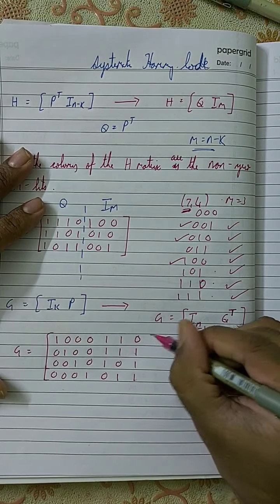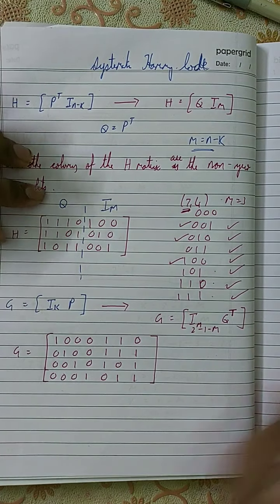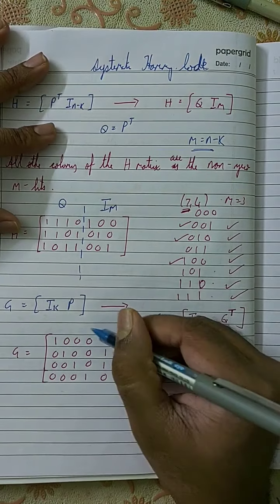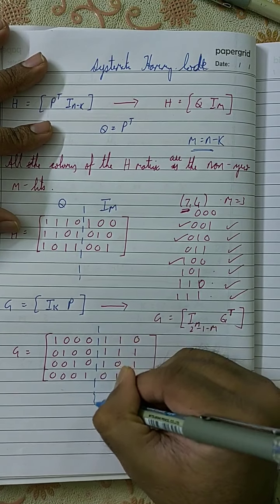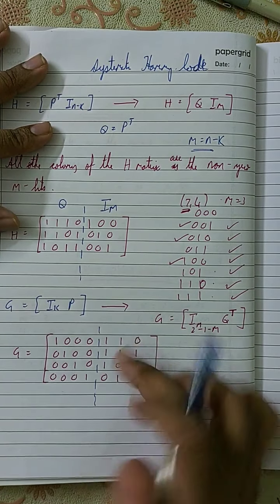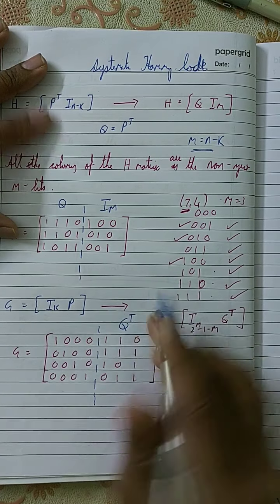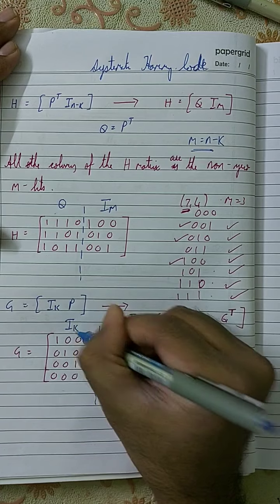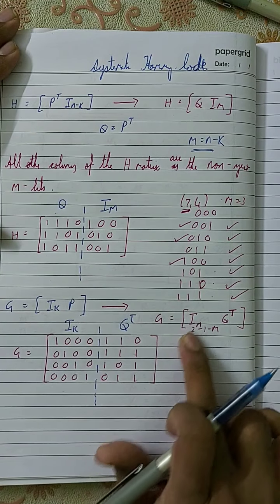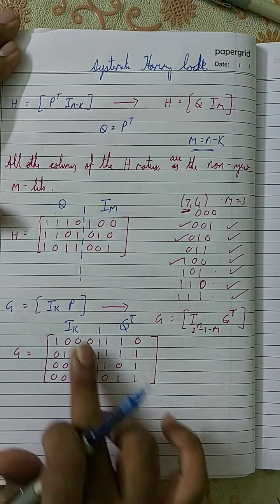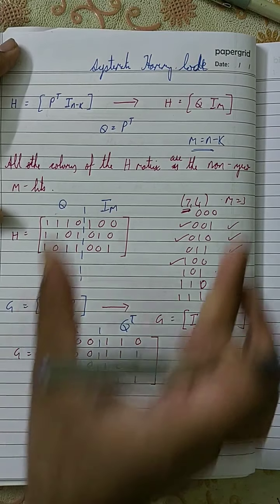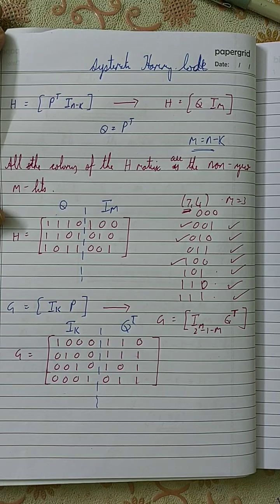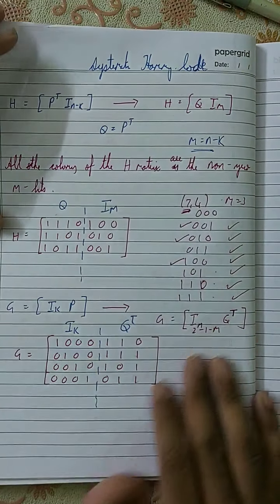So this is how we define the systematic Hamming code, an example of a systematic Hamming code. If you look very carefully over here, this is nothing but Q transpose, and this is nothing but IK, or I of 2 raised to m minus 1 minus m. So this is how we define the systematic Hamming code. This much is all you need to remember about the systematic Hamming code.